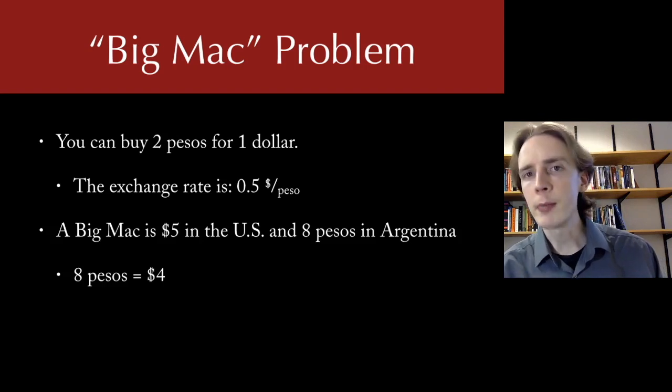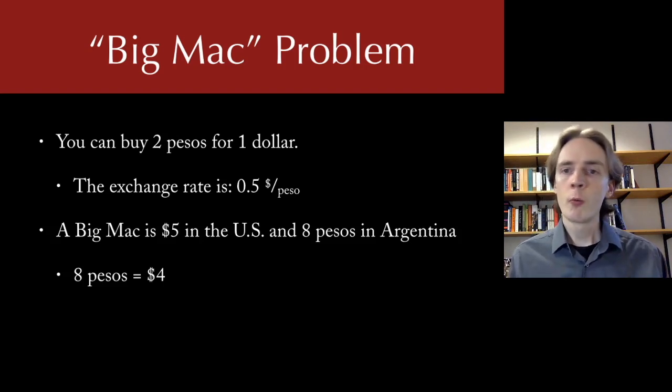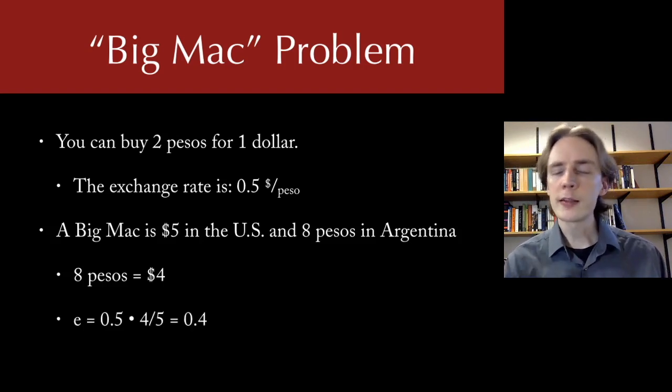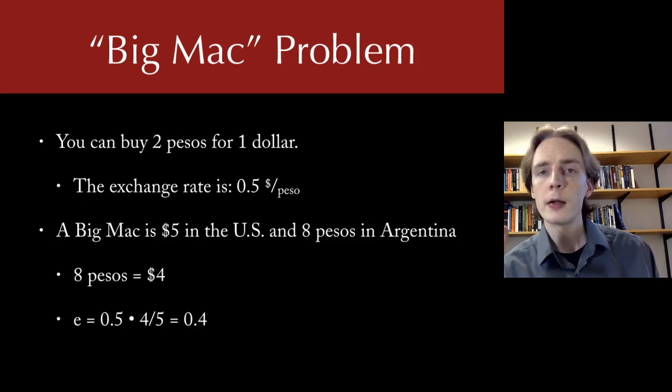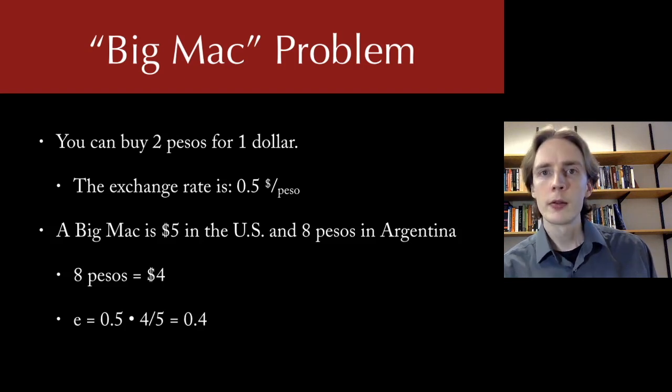So if we do like the Big Mac index, and we say the price of a Big Mac is representative of the price level, what we can do is take the exchange rate, 0.5, multiply it by the price of a Big Mac in Argentina, divide it by the price of a Big Mac in the US, and that's going to give us a real exchange rate of 0.4. The fact that the real exchange rate is below the nominal exchange rate tells you that the cost of living in Argentina is somewhat lower than it is in the US.